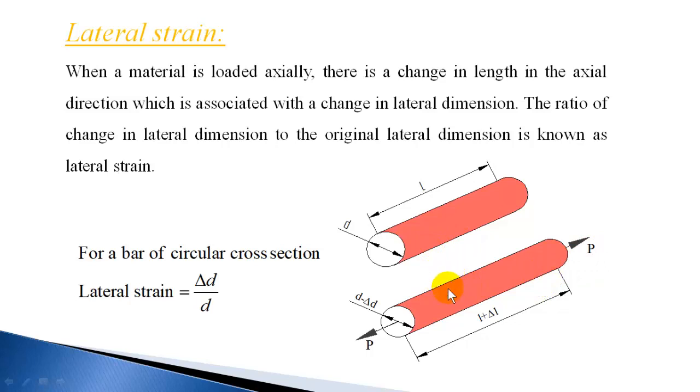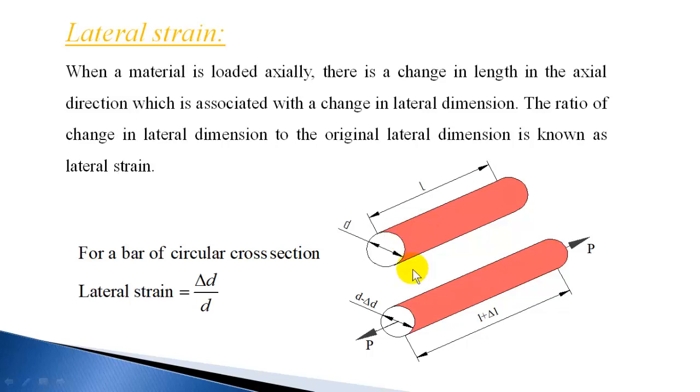As the length is increasing, there will be a change in the lateral dimension, that is the diameter. In this case, the diameter of the bar decreases. So initial diameter is D, and after applying this tensile load, the diameter decreases, and the final diameter is D minus delta D. If it is a compressive load, the length will decrease and the diameter will increase.